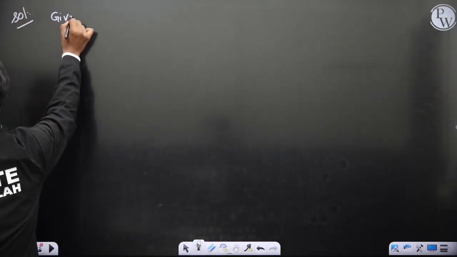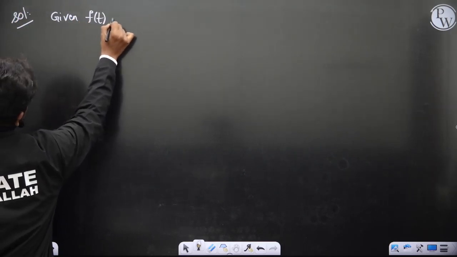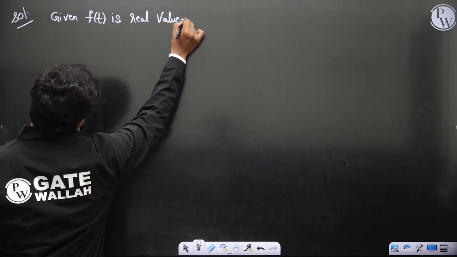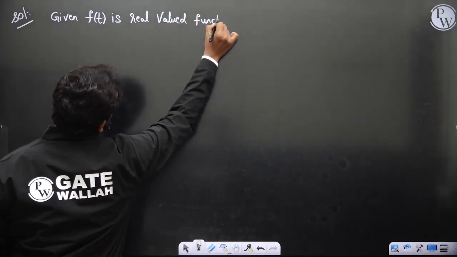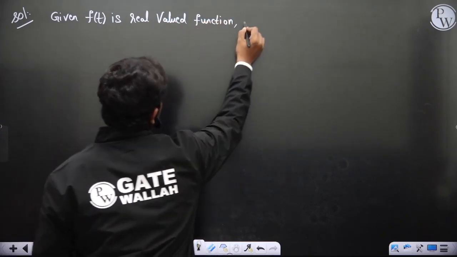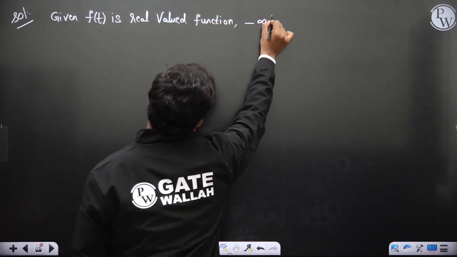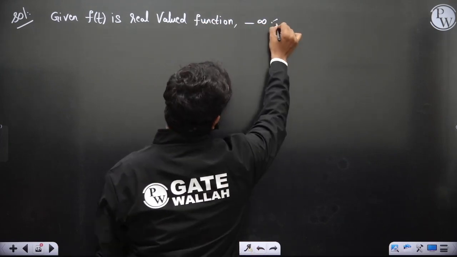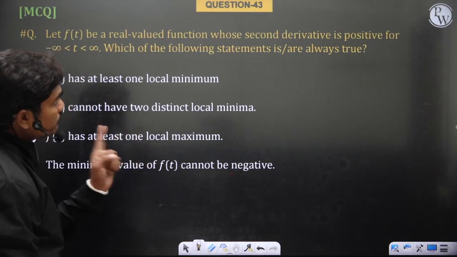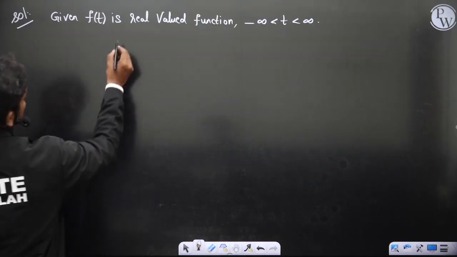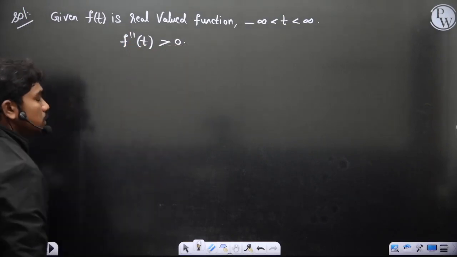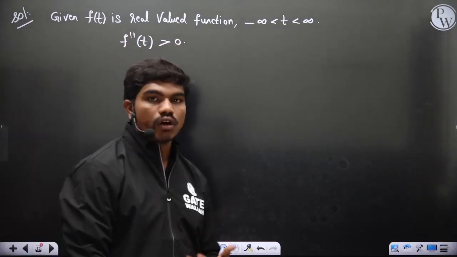Given f of t is a real valued function, correct? So f of t is a real valued function for minus infinity less than t less than infinity, right? This is what you have been given, and the second derivative is positive for all values. So f double dash of t is always greater than 0. So what does the statement that the second derivative is always positive tell you?